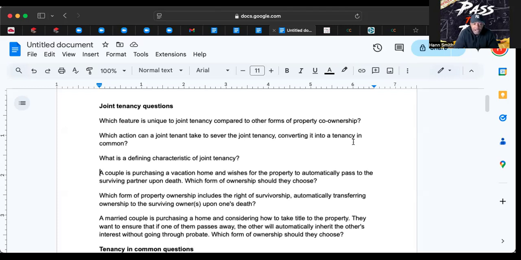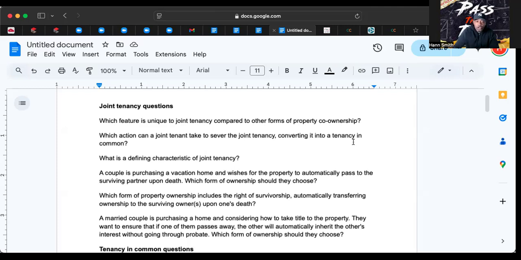What is a defining characteristic of joint tenancy? Well, there may be a couple of them, but the two main ones are equal shares, you have to have equal shares, and you have to take possession of the title at the same time through the same deed. You also have the right of survivorship. There's no probate and no need for litigation. If one of the tenants moves on, their interest automatically transfers to the other tenant. That's the unique portion of that.